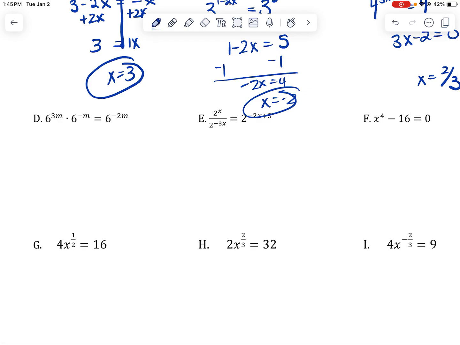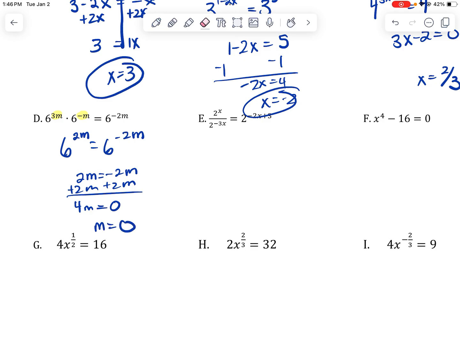Now let's think about rules of exponents here. We have bases of 6, but it has to be one base and exponent on each side. Well, our rule here is that we can add those. So this is really 6 to the 2m equals 6 to the negative 2m. So 2m equals negative 2m. So plus 2m, plus 2m. So 4m equals 0. So m would be equal to 0.